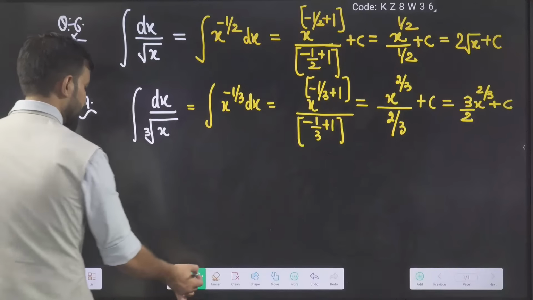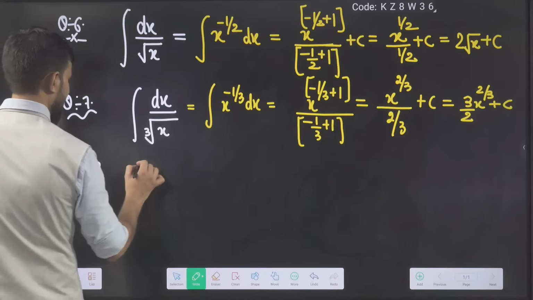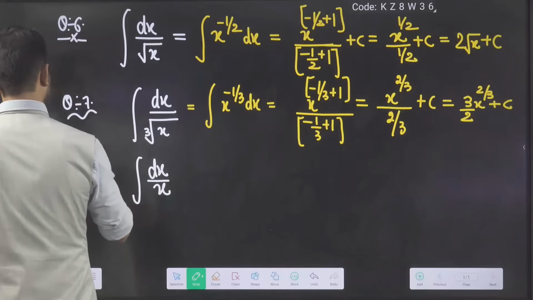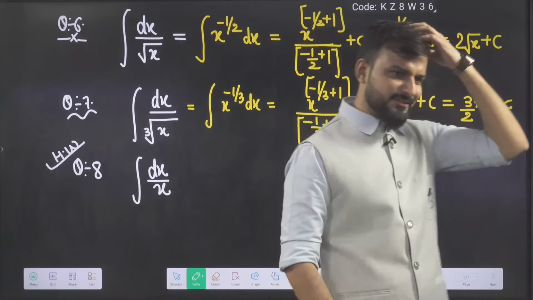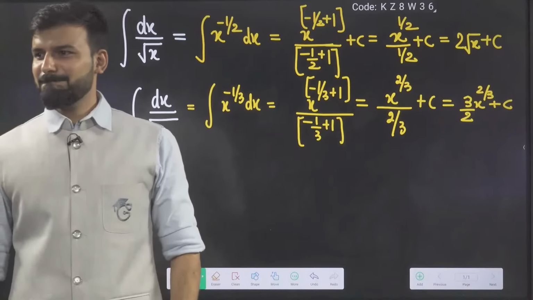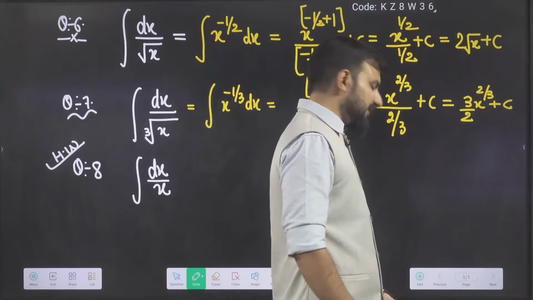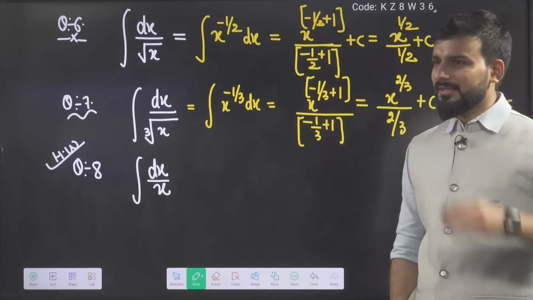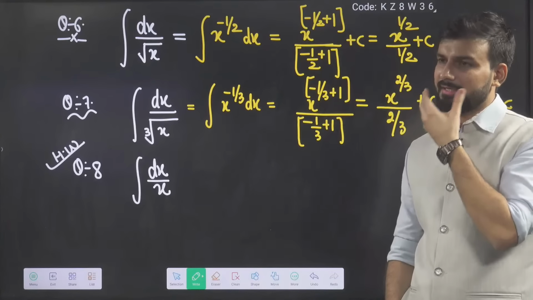One homework question I will give. Tell me the answer of this. Integration of dx upon x. This is the HW for you guys. Tell me the answer of this if you can. It is a homework question for you. There is something of a twist here. Those who don't know, I want them to give a wrong answer so that in the next class I can tell the right answer.